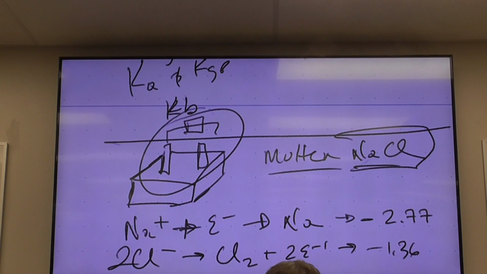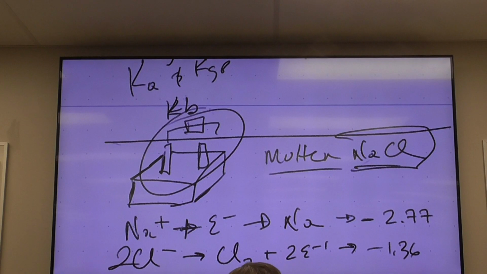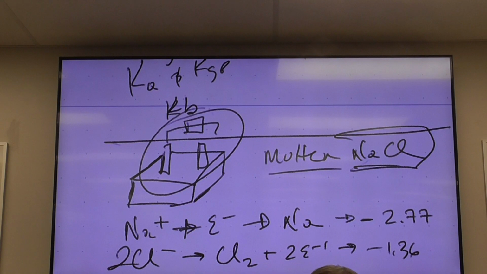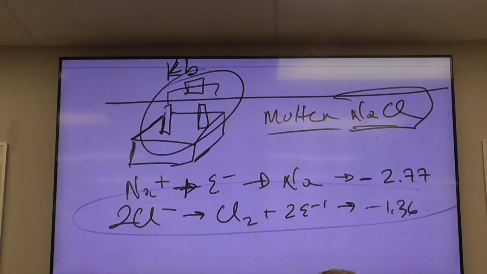So, which one's going to get changed around? The chlorine is 1.36. Oh, you already flipped it. Okay. So when you add those together, you're going to get negative 4.13.